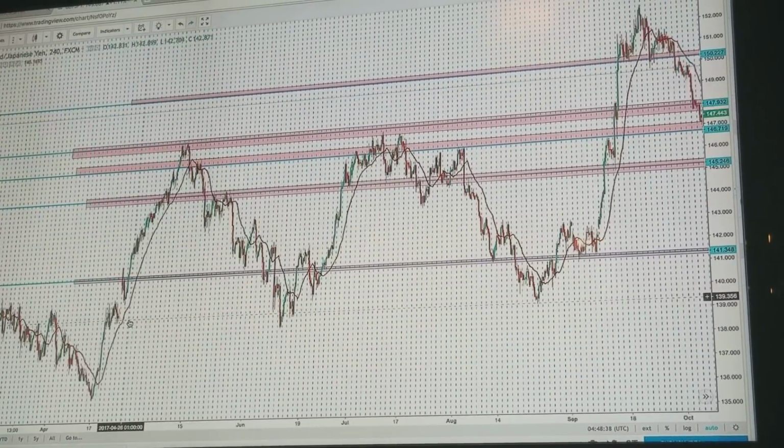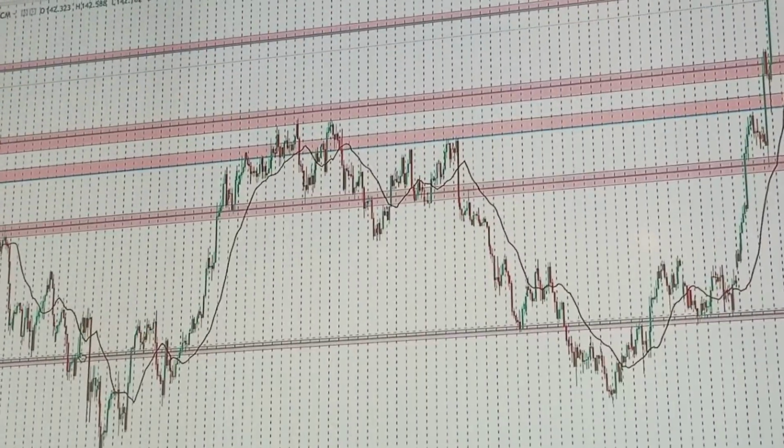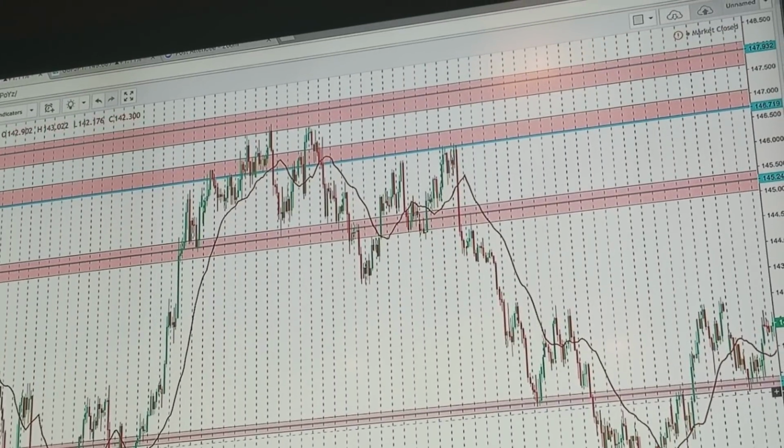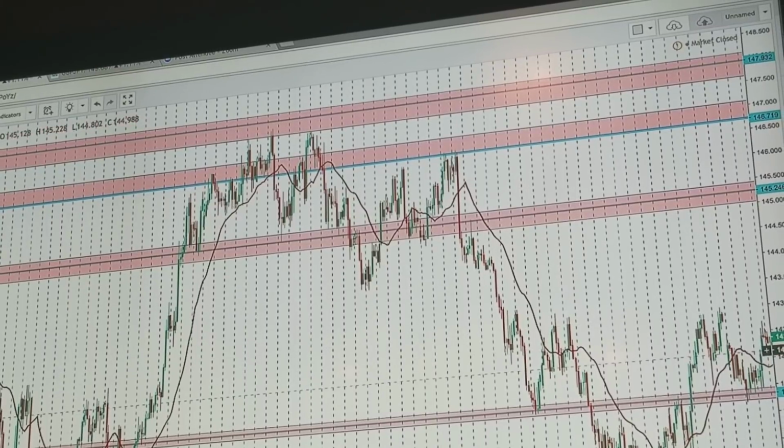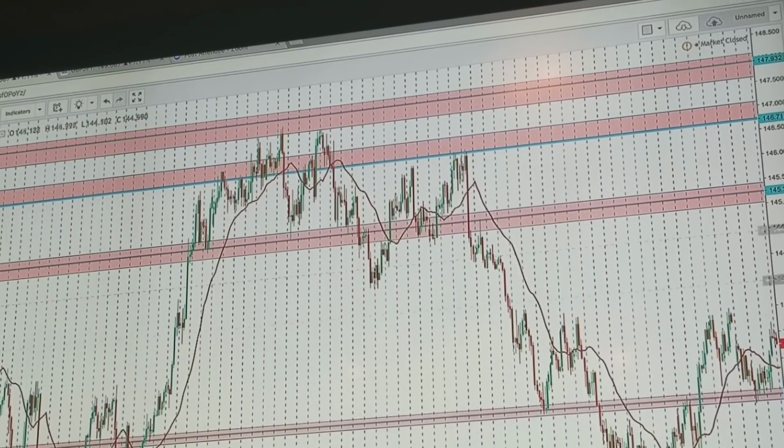I'm just trying to show the difference of how long it takes. Probably change the color to gray, light gray. It'd be easier on the eye.